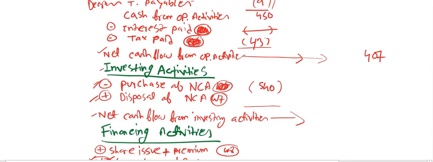Working number, there's no working. For our purposes it is working number 2. We did one working on operating profit, and this is the second working, disposal of non-current asset.